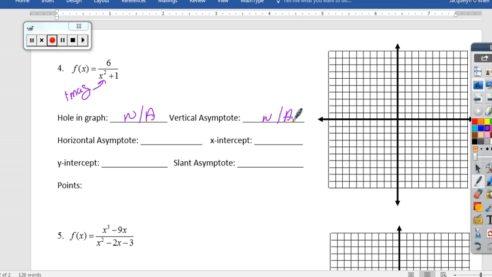The horizontal asymptote, again, because the denominator has a bigger exponent than the numerator, is going to be the x-axis, or the line y equals 0. X-intercepts, we have no variables in the numerator, so none would exist, which makes sense because the asymptote is sitting on the x-axis. Y-intercepts occur when we plug 0 in for x, so we're going to have a y-intercept at 6. Since we have a horizontal asymptote, we cannot have a slant.